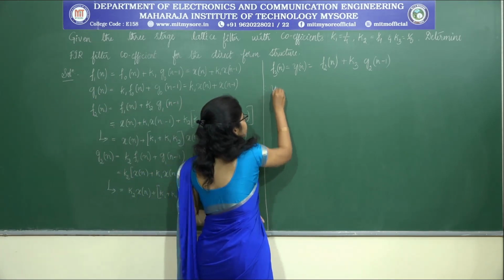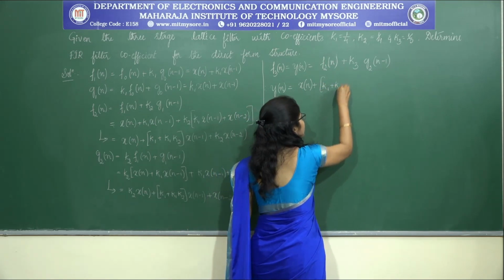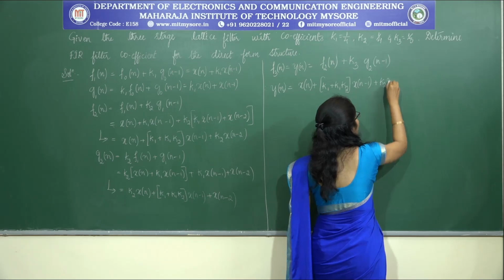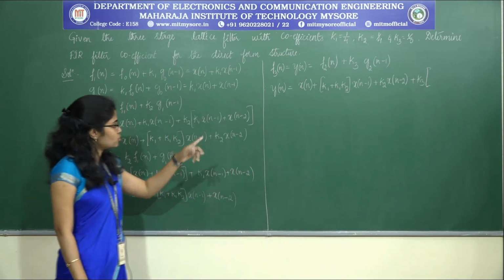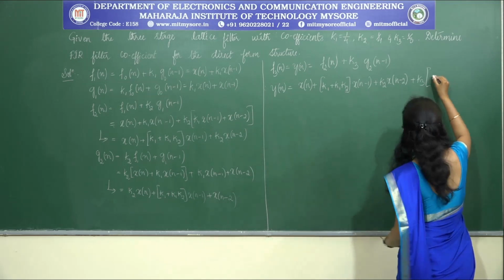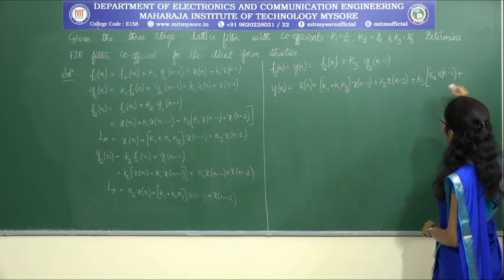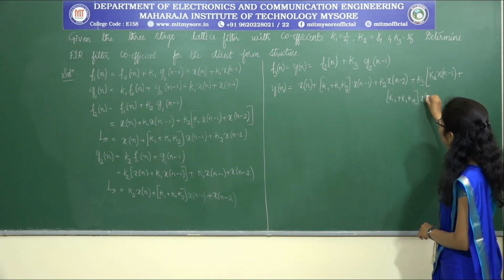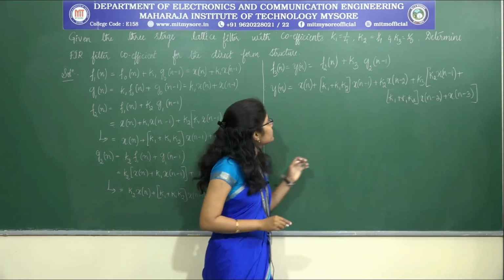Just write that down. Therefore y of n is equal to x of n plus k1 plus k1 k2 into x of n minus 1 plus k2 into x of n minus 2 plus k3 into, I should write the expression for g2 of n minus 1, but I know what is g2 of n. So if I rewrite this equation, I can write it as k2 into x of n minus 1 plus k1 plus k1 k2 into x of n minus 2 plus x of n minus 3. Okay, so we are ready with the equation for y of n.